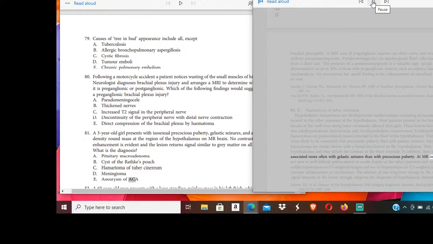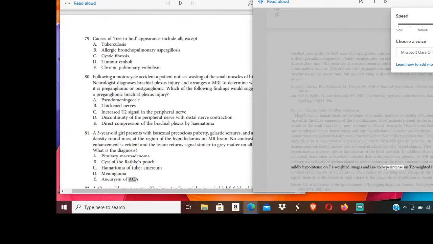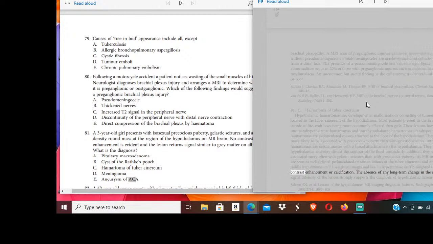At MR imaging, they are seen as well-defined pedunculated or sessile lesions at the tuber cinereum, and are isointense or mildly hypointense on T1-weighted images, and isointense to hyperintense on T2-weighted images, with no contrast enhancement or calcification. The absence of any long-term change in the size, shape or signal intensity of the lesion strongly supports the diagnosis of hypothalamic hamartoma.